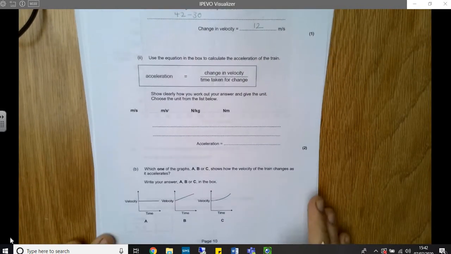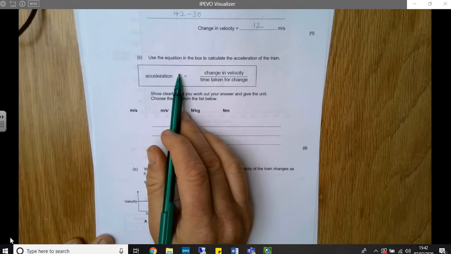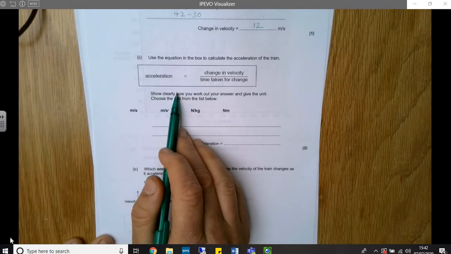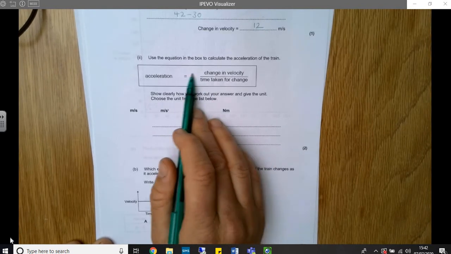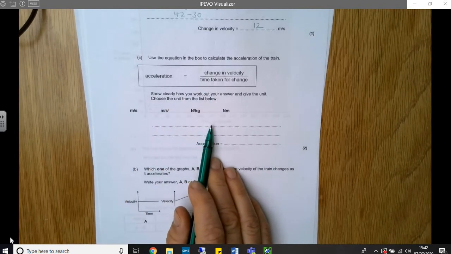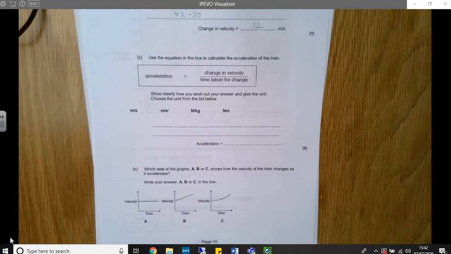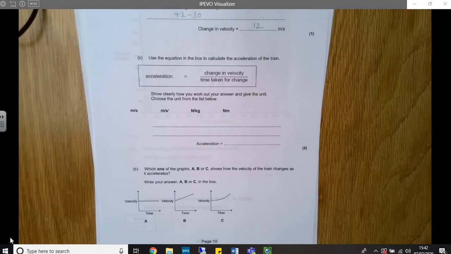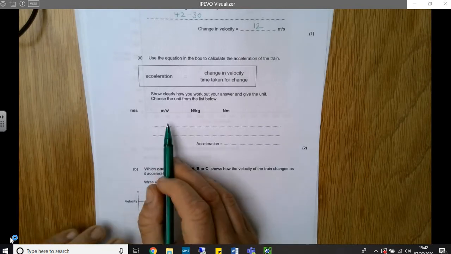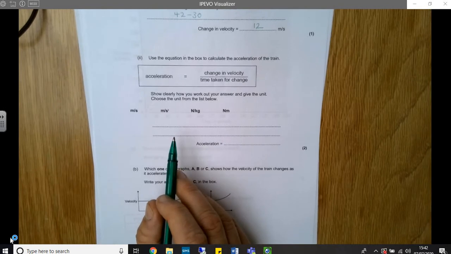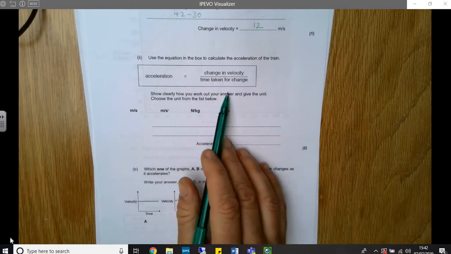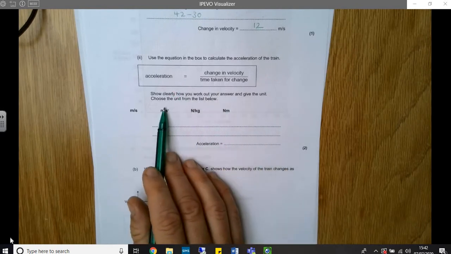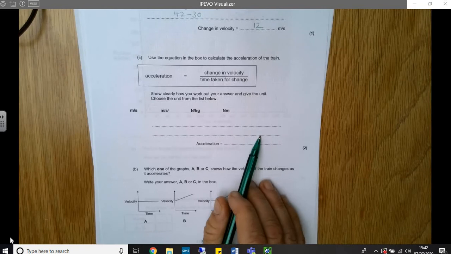Okay, now we get using this equation, okay, which is around acceleration. Now we are talking about acceleration in this week's topic, okay, but I've given you a question here about acceleration anyway to get you kind of thinking. So it says use the equation to calculate the acceleration of the train. Show clearly how you work out your answer and give the unit, choosing the unit from the list below.